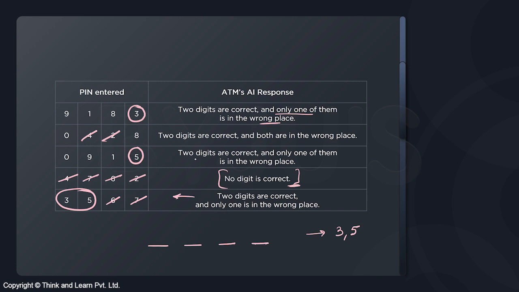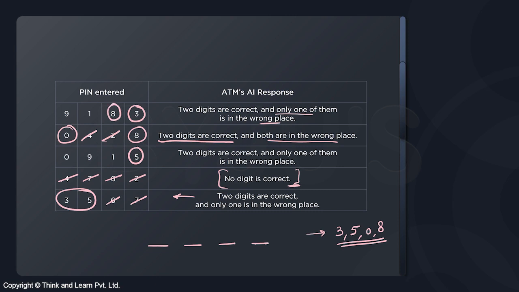Then here he says that two digits are correct and only one of them is in the wrong place. So out of 0, 9 and 1, one more is correct. Here also he says two digits are correct and both are in the wrong place. This is also important. If two digits are correct here as well and 4 and 2 are already wrong, which two are correct? 0 and 8. So now I can surely say the 4 digits in my pin are 3508. The 4 digits in my pin are 3508.